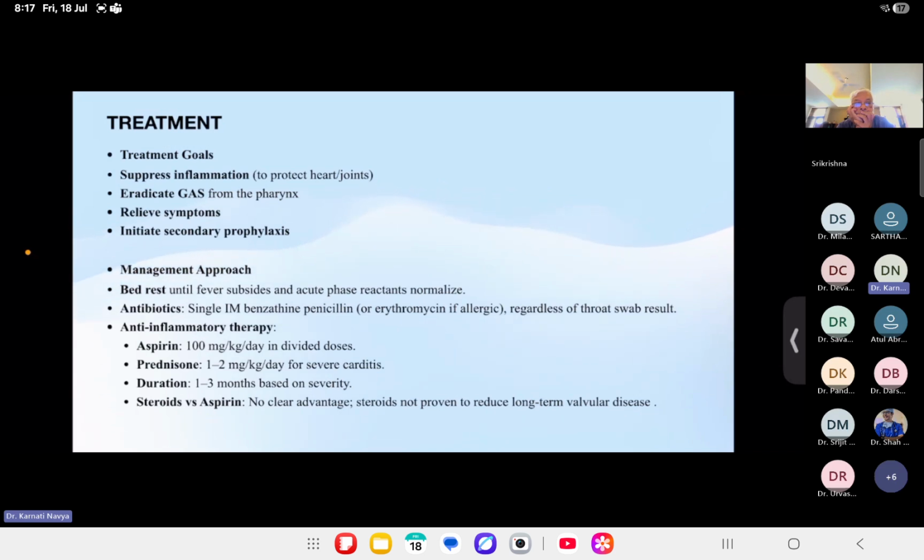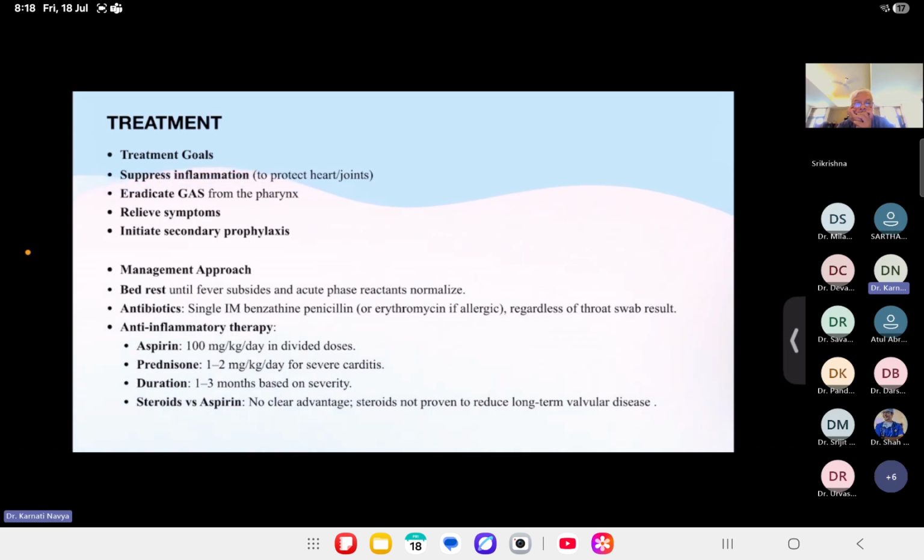Treatment. The main treatment goals are one, to suppress the inflammation, two, to protect the heart and joints, three, to eradicate the GAS from the pharynx, to relieve symptoms, and to initiate secondary prophylaxis. The management approach: initially, the primary treatment is to suppress the inflammation, with bed rest until fever subsides and acute phase reactants normalize. Antibiotics are suggested, a single dose of intramuscular benzathine penicillin, or erythromycin if allergic to penicillin, regardless of the throat swab culture.